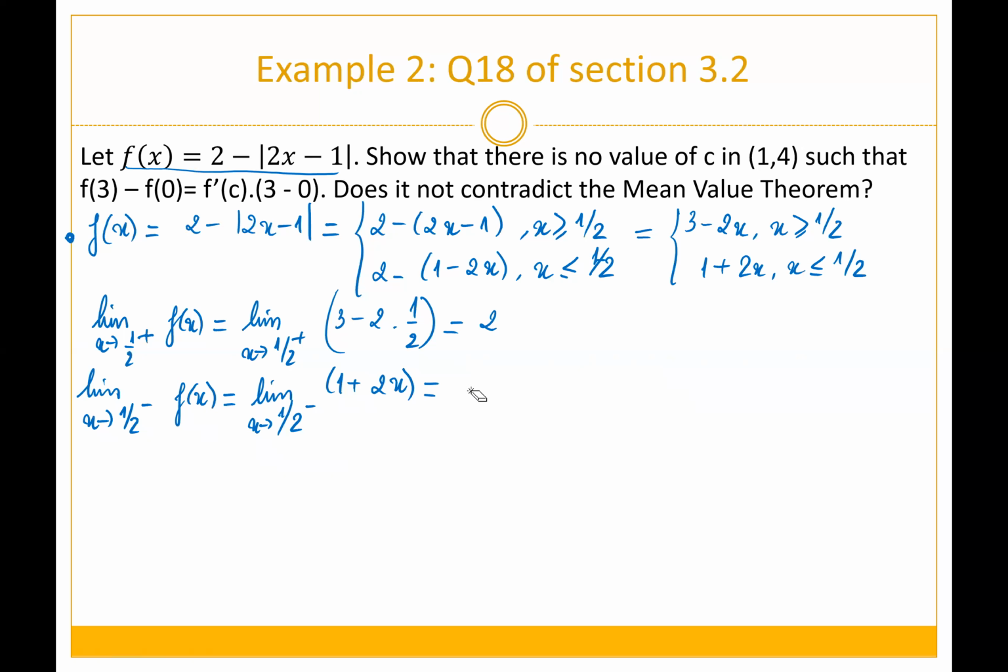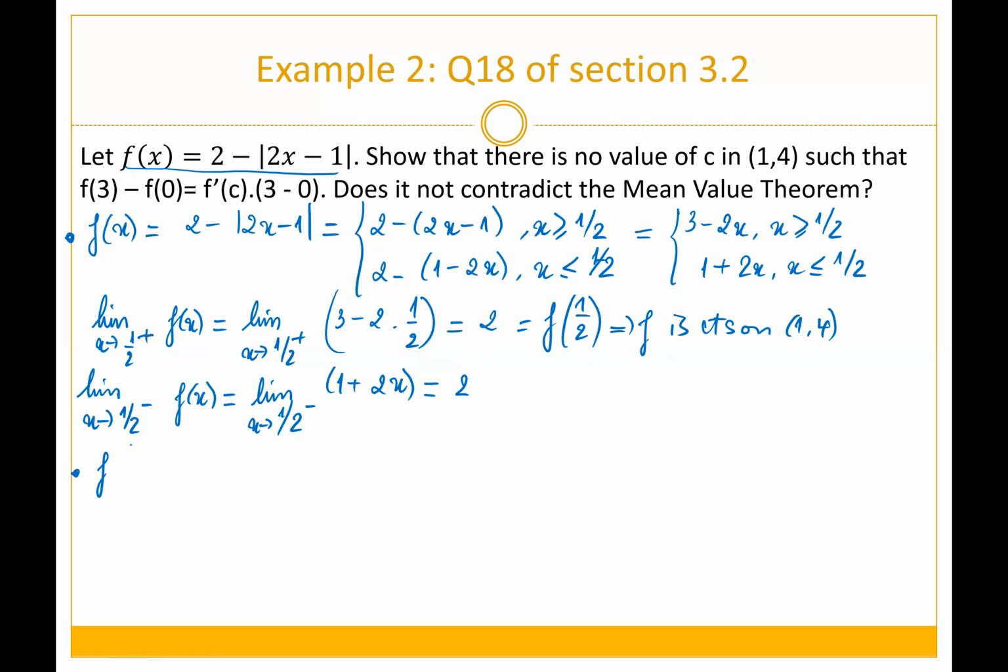Oh, this one is also equal to 2. And this one is also equal to half. So we have f is continuous on 1 to 4. We still have one more condition to check.